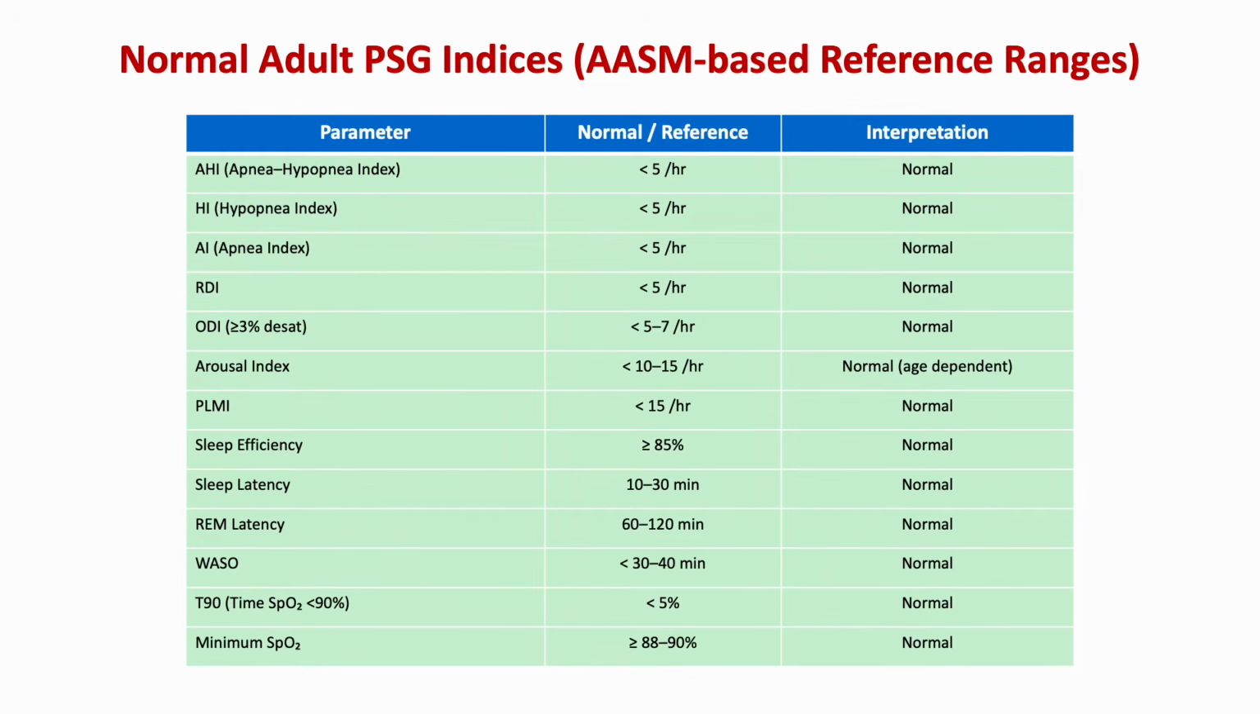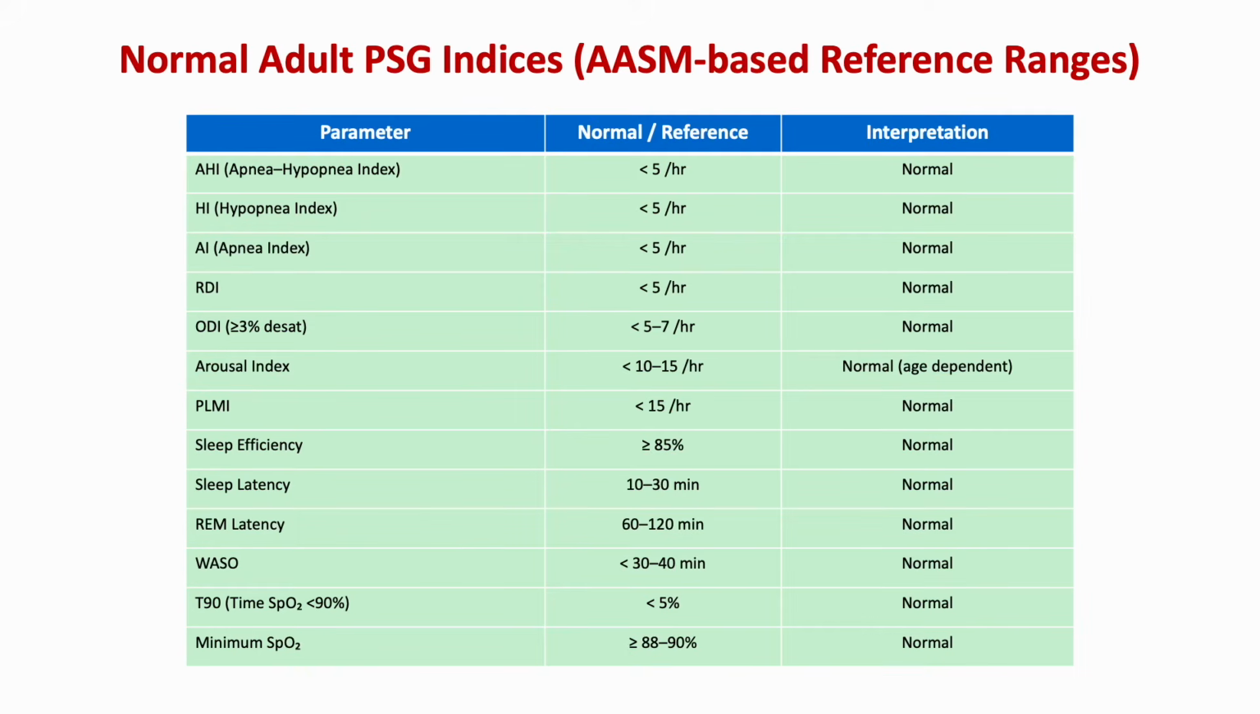These are the normal adult PSG indices, which are AASM-based references. But remember that these are for a reference adult population. When you age, you may have a difference in these indices. For instance, if you look at the elderly, you may have less REM sleep, you may have more wake after sleep onset, you may have a change in the slow wave sleep. So that all has to be again taken in clinical context.